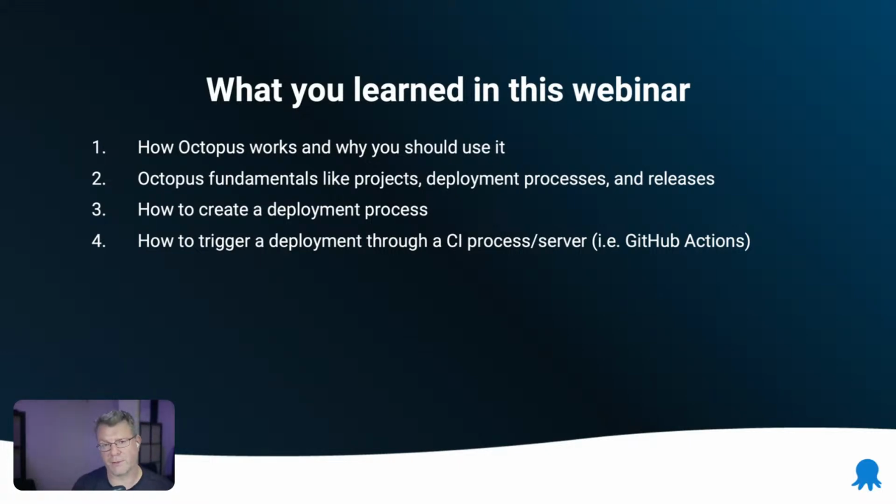I talked a lot about fundamentals here. I talked about things like projects, environments, deployment processes, releases. You saw runbooks, for example. You saw Kubernetes live object status. Really, really cool capability. I showed you how to define a deployment process using steps, which are a collection of actions that run as part of a deployment, similar to the way in which a runbook is defined. And then how to trigger those deployments through a variety of integration points, whether that integration point is through Azure DevOps or GitHub Actions or Jenkins or any other number of CI processes and solutions.